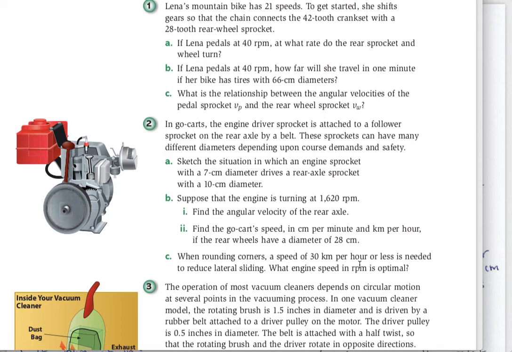But then also we know that the rear wheel has a diameter of 28 centimeters. Just similar to the bike, the rear wheel is directly related to the rotations per minute of the rear axle. And that'll come into play in part C. So part C: when rounding corners, a speed of 30 kilometers per hour or less is needed to reduce lateral sliding. What's the engine speed? They're giving us a linear velocity of the rear wheel, and they're asking us to come up with an angular velocity of the engine.